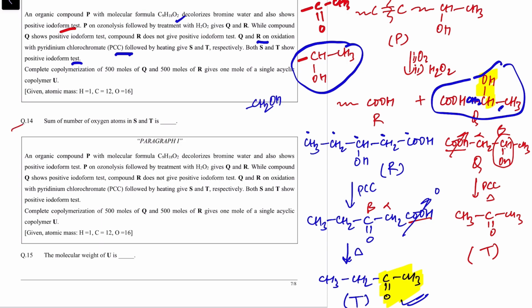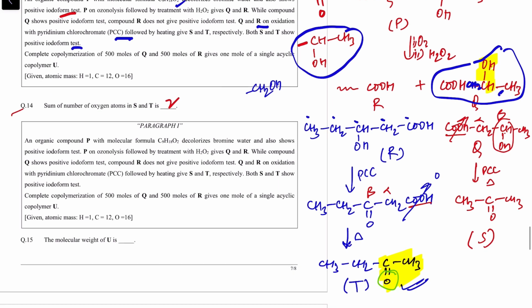Coming to question number 14, the sum of oxygen atoms in S and T. You can see one oxygen in T and one oxygen in S. It is S, not T. All right, so this is S molecule. The molecule arising from the oxidation of Q is S. So the oxygen in T is 1 and oxygen in S is 1. Right. So the sum of number of oxygen atoms in S and T is 2.